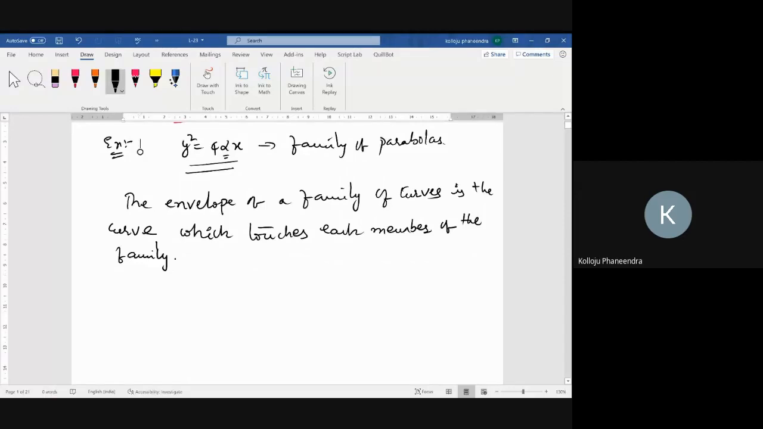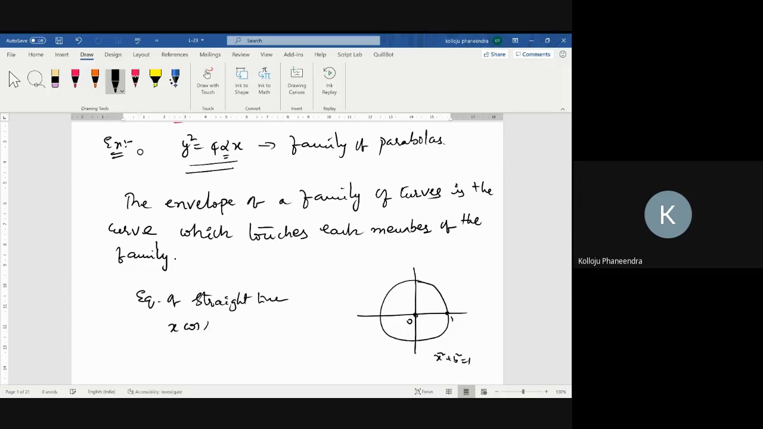For example, consider a circle, x square plus y square equal to 1. What is this circle? The origin is the center and the radius is 1 unit. In intermediate, I think you might have known this. The equation of straight lines: x cos alpha plus y sin alpha equal to 1.